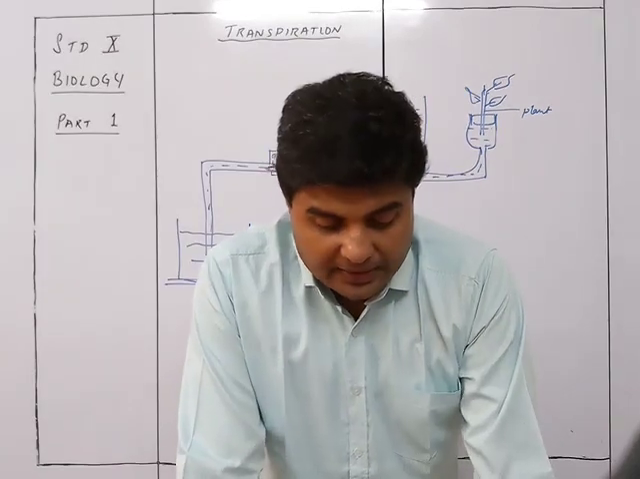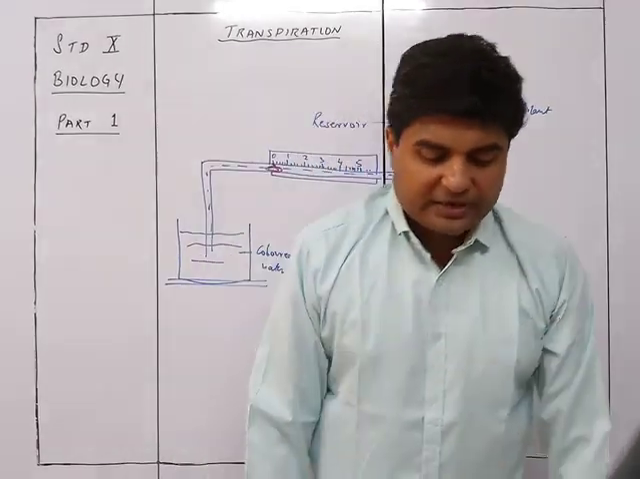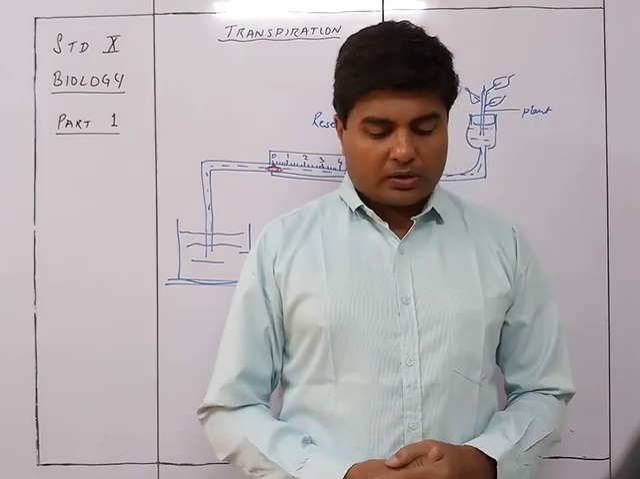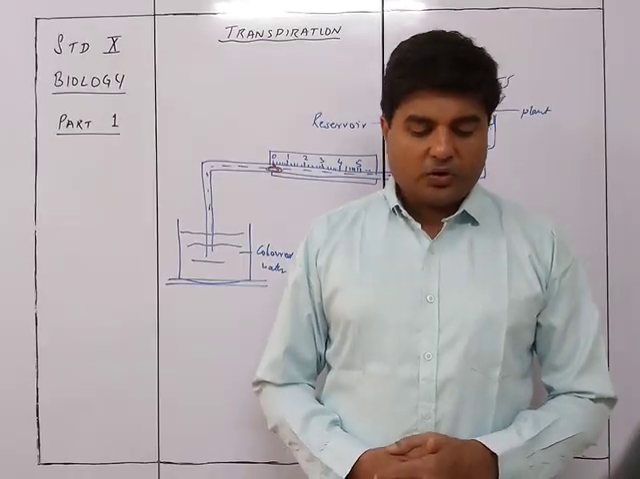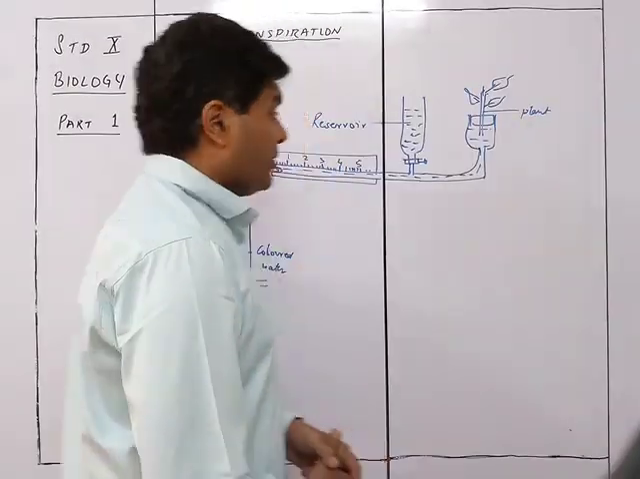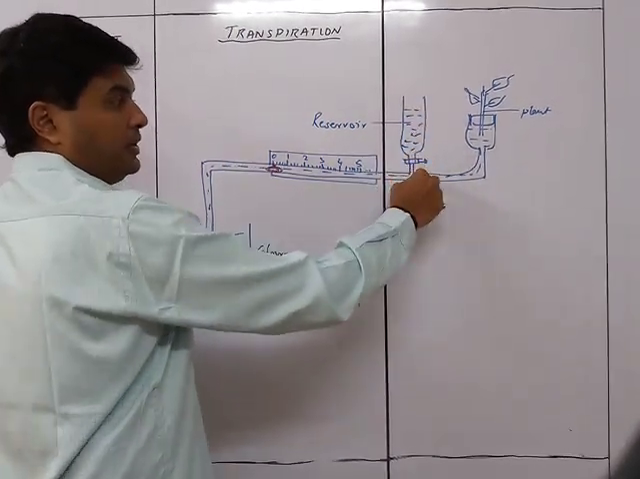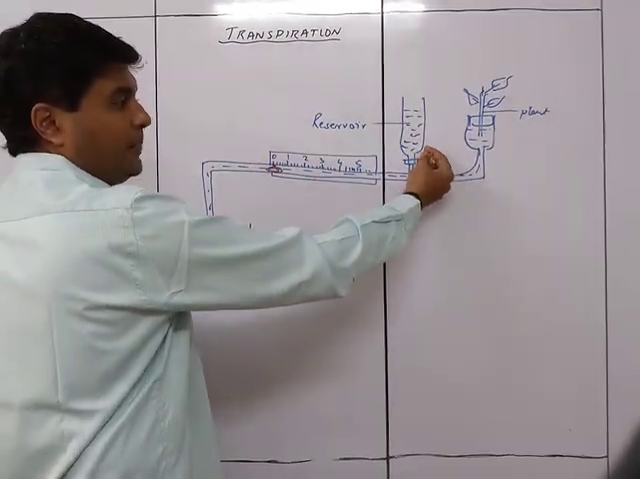The air bubble can be brought back to its original position by releasing some more water from the reservoir into the capillary tube by opening the stopcock. So here, for resetting the whole experiment, you can just open the tap stopcock.